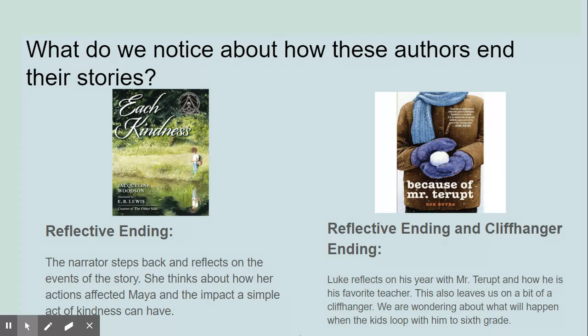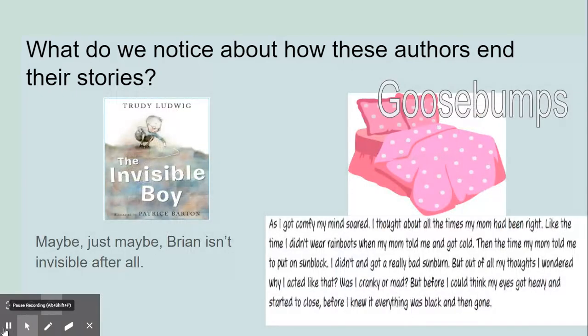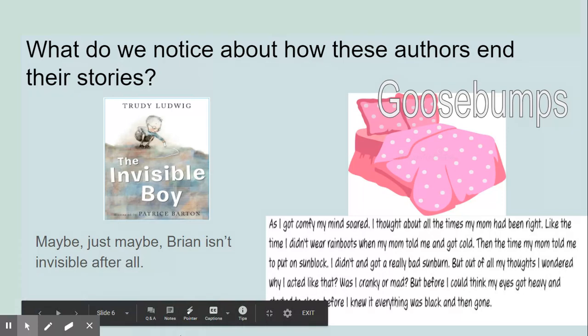In Mr. Churupt, we were left with a reflective ending as well, and also a little bit of a cliffhanger ending. So Luke reflects on his whole year with Mr. Churupt and how this is his favorite teacher. And he also leaves us on a little bit of a cliffhanger because we're wondering what will happen when the kids loop with Mr. Churupt to 6th grade. All right, so let's try this with 2 more stories.